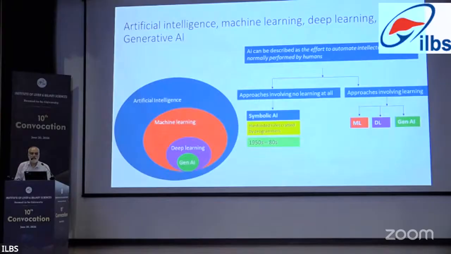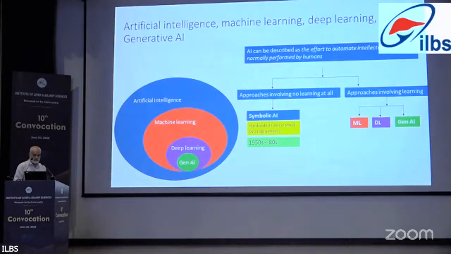So what is AI? AI is an effort to automate intellectual tasks that are normally performed by humans. There can be 2 approaches. Number 1, there is no learning by the machine. Number 2, there is learning by the machine. When there is no learning, it is called symbolic AI. Initially, in the 50s to 80s, it was done. And approaches involving learning are machine learning, deep learning, generative AI, agentic AI, and so on.